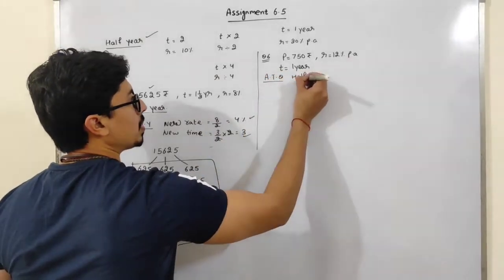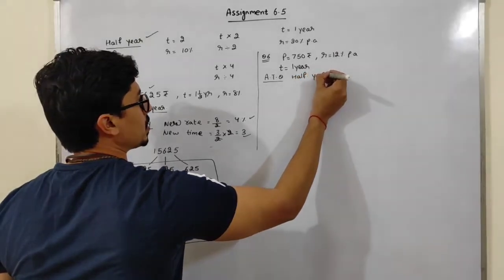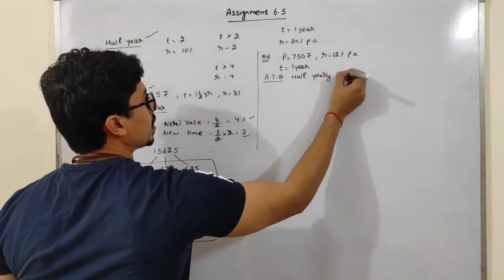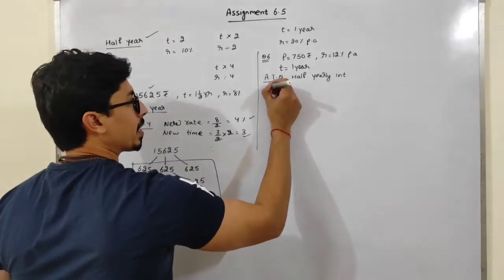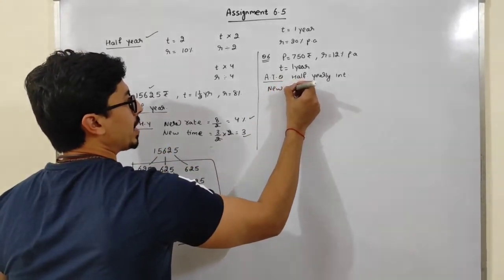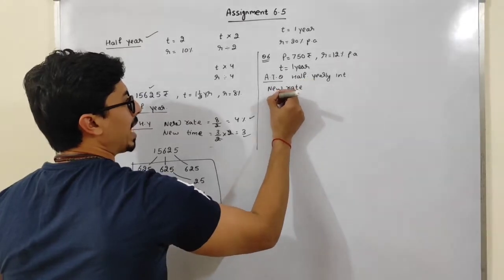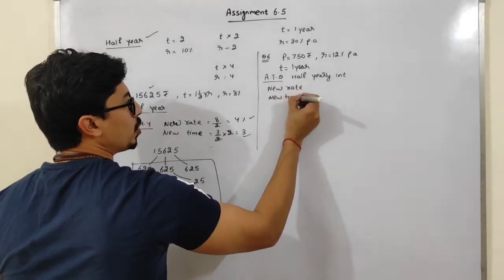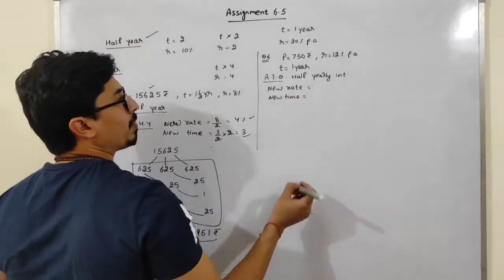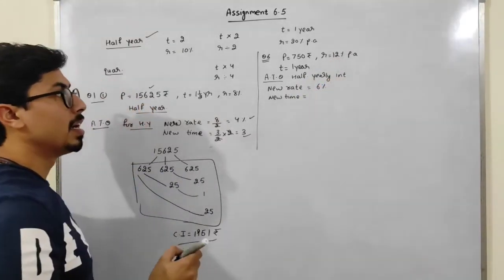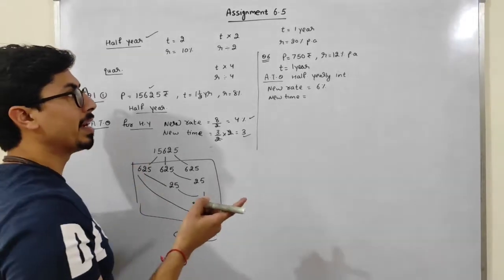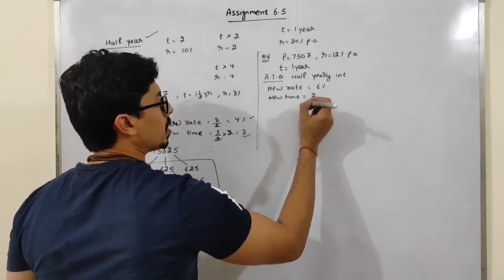Half yearly interest is given. So the new time and new rate will be found. We can write new rate and new time we have to find out. Rate will be how much? Just divide this, so it will be 6%. New time will be just multiply it by 2, so it will be 2.